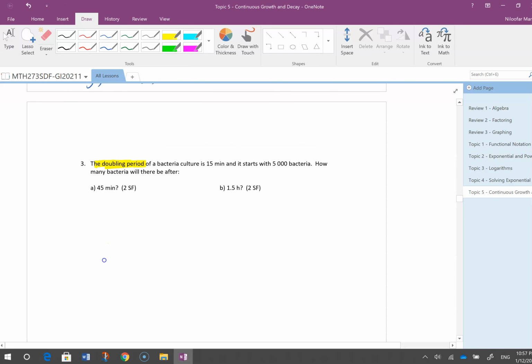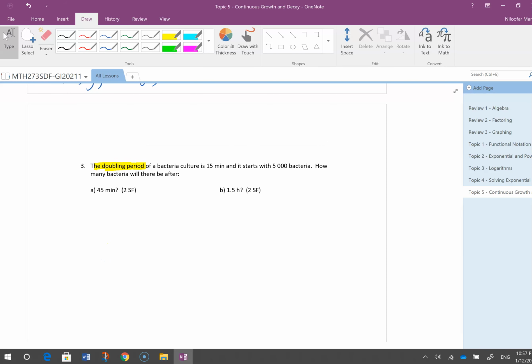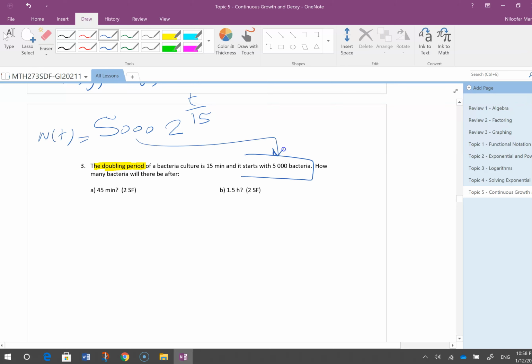Okay, what is the formula? The formula starts with this, that's N0. The formula is 5000 times 2 power T divided by 15, because that's 15 minutes. This is the formula, and that's N of T. Do I have N0? Yes, this is N0. Do I have doubling? Yes, it is here. So when it says doubling, I use positive here.